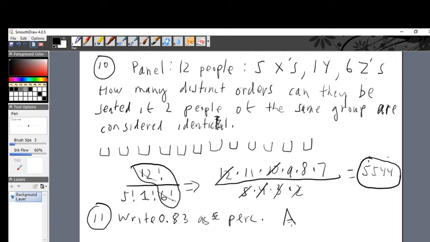Answer. If you're going from decimal to percent, move the decimal place 2 places to the right. It becomes 83, and tack on a percent sign, 83%, and there is your final answer, 83%.